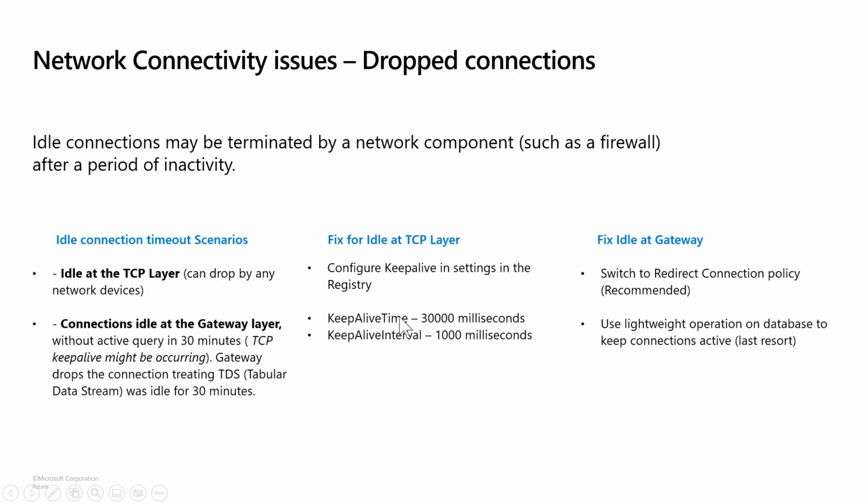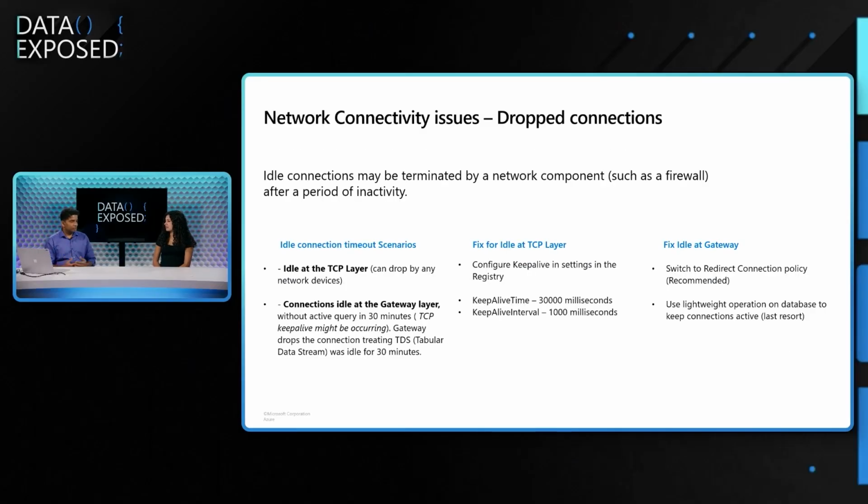The recommendation for those scenarios is, for the TCP level, you need to configure the keep alive session in the registry. And for the gateway layer related connection drops, it always happens for proxy connections. So using a redirection connection policy allows us to eliminate that completely. That is why we always recommend customers to use the redirect connection policy to reduce the number of hops every time it goes through the gateway, versus directly connecting to the database.